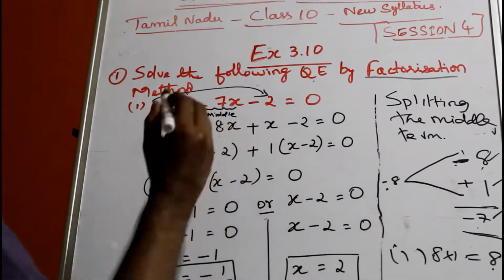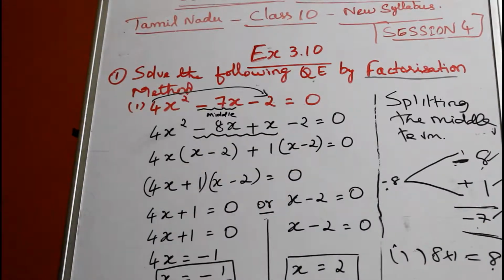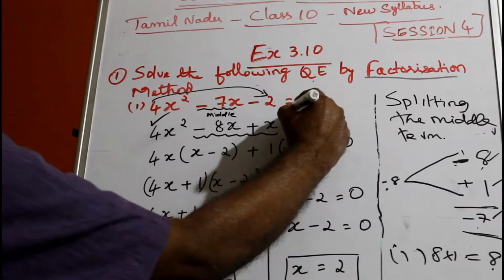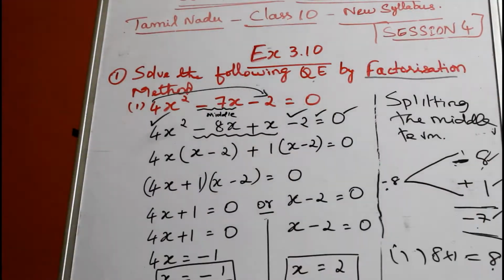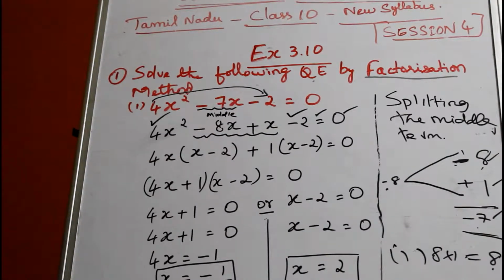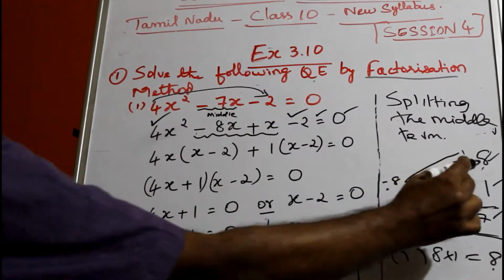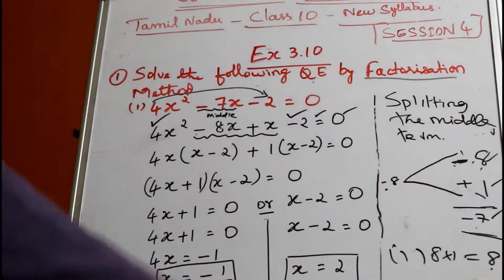So this 7x is split as minus 8x plus x. Again I repeat, the first number you write as it is, the last number you write as it is, write the equal to as it is, write the 0 as it is. You're just splitting the middle number. Remember, you're not changing the sum at all, the sum is the same. Minus 8x and plus x, you can see and split it. That's why it's also called splitting the middle term.